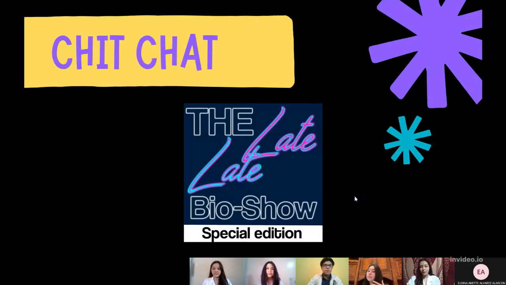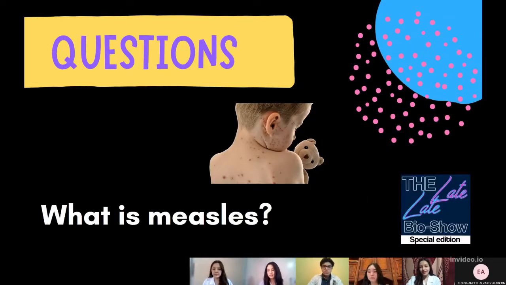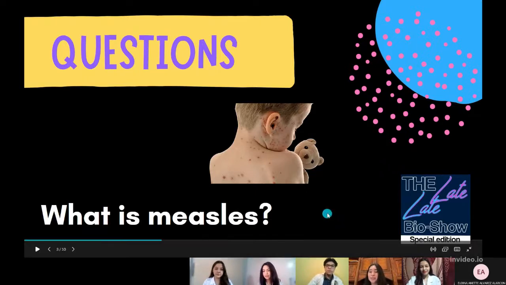Of course. Measles is an infectious disease caused by a virus. It spreads easily from person to person and it causes a blotchy red rash. The rash often starts on the head and moves down to the body. Whoa, that's quite interesting. What else can you tell us about this?